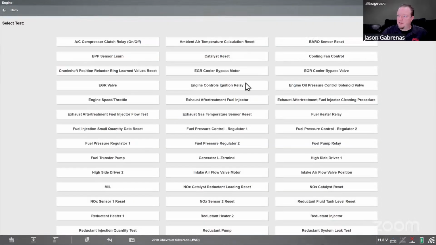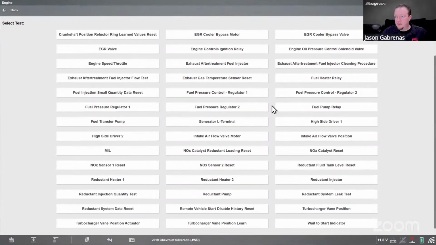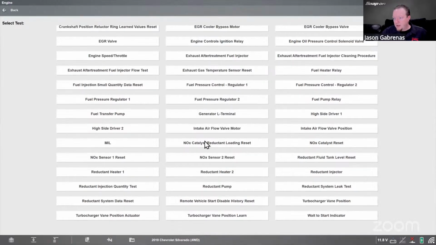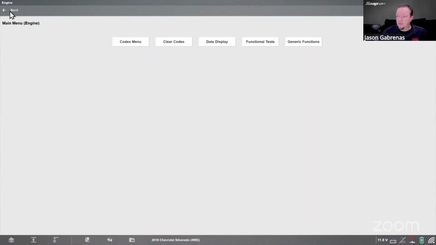Output controls probably got some stuff in there too. Catalyst reset. After treatment fuel injector cleaning procedure. After treatment fuel injector reset or turn on and off. Reset. After treatment fuel injector flow test. Fuel injectors. No, that's for fuel injection. NOx reset, NOx catalyst reset, sensor 1, sensor 2, got to do all that. Fluid tank level, reductant heater 1 and 2, reductant injector, reductant pump. Lots of reductant stuff in there. Turbos, we talked about that too. It's not necessarily related to most of the stuff we've been talking about.